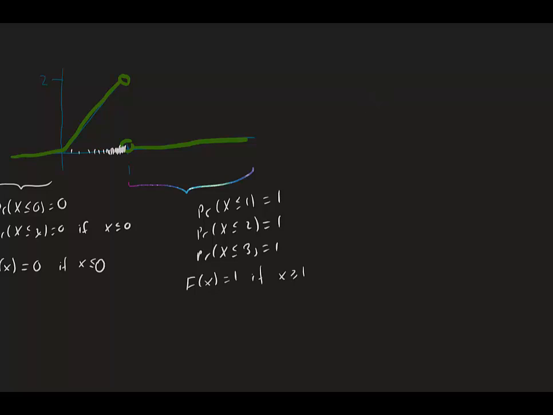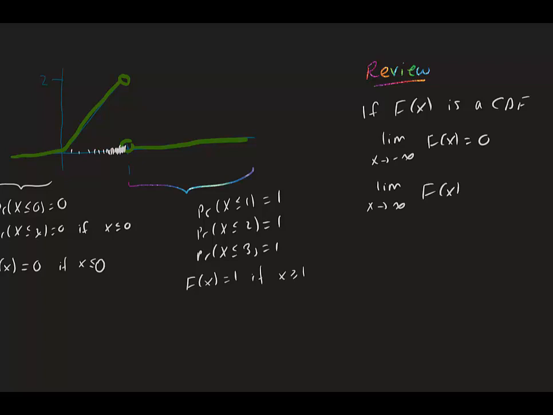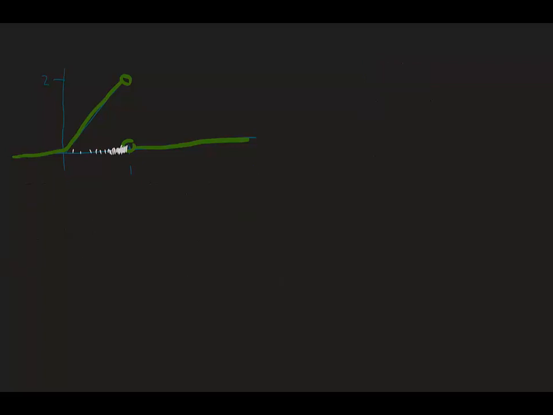And as a quick review, this accords well with two things we know about cumulative distribution functions. If F of x is a cumulative distribution function, then the limit as x goes to negative infinity of F of x must be 0, and the limit as x goes to positive infinity of F of x must be 1. This comes from the cumulative bit. So far, so good. Now we need to figure out what's going on in that pesky middle bit.